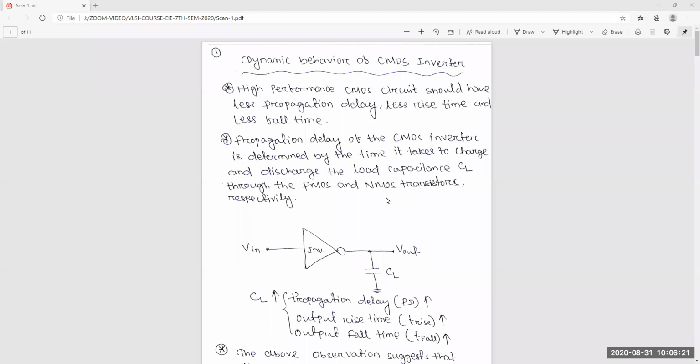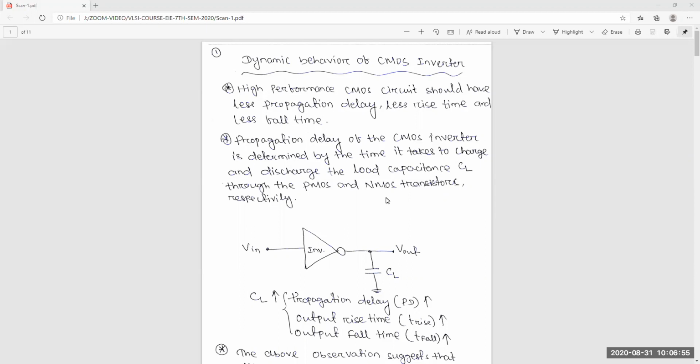Now we'll discuss the dynamic behavior of the CMOS inverter. Dynamic behavior means we will analyze the transient response of the inverter versus time. We'll give an input pulse, then we'll get an output pulse. Since it's an inverter, if we give a high voltage at the input, we'll definitely get a low voltage at the output. We will look at the transition at the output.